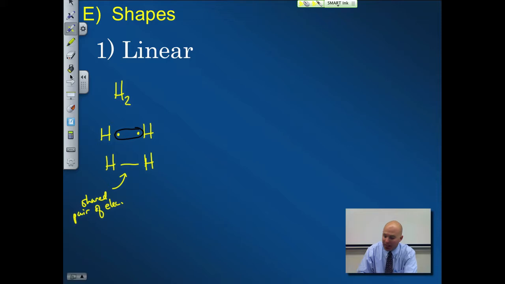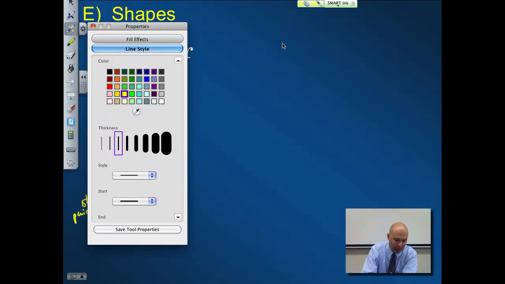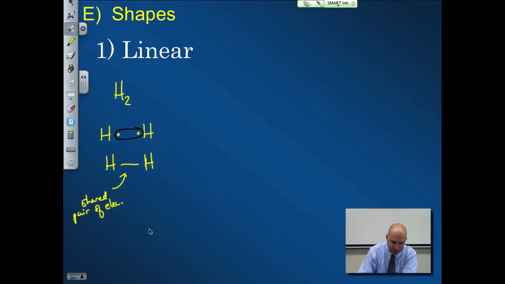Okay. If I look at another type of linear shape, an example, BeCl2, beryllium chloride. Okay. Beryllium, if I look at Lewis dots, there's going to be 2 electrons.